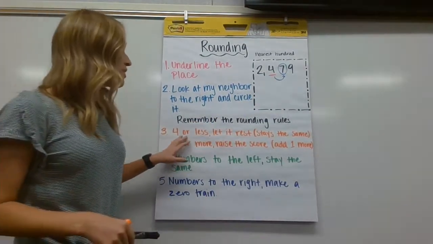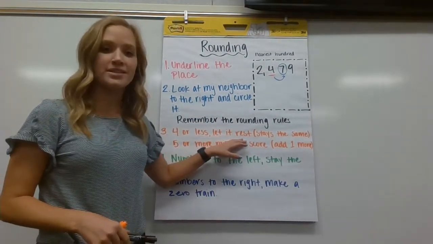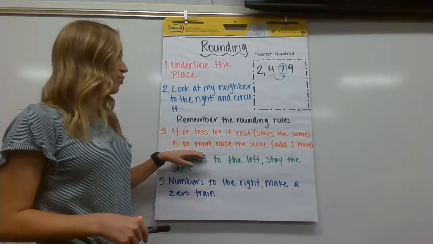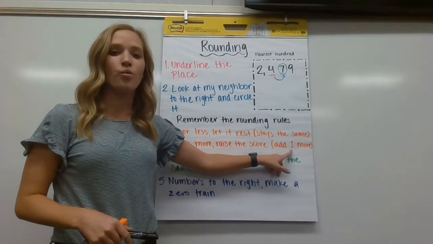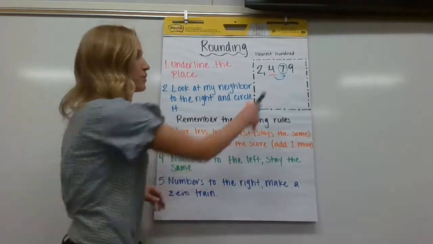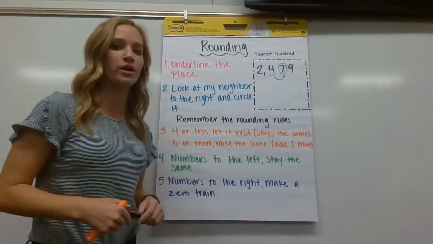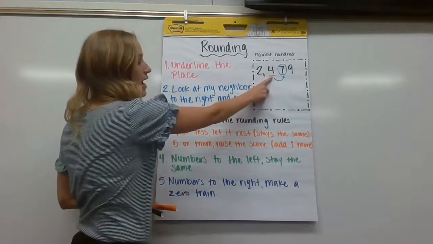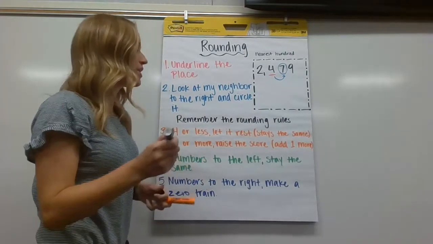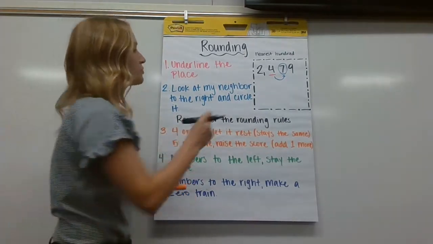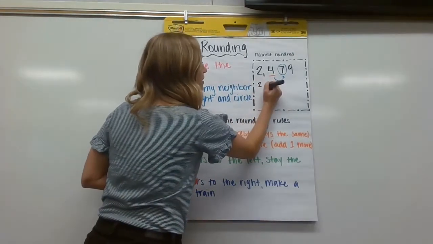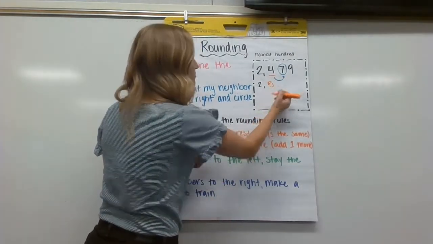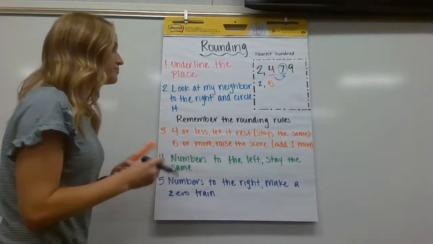The very first rule is 4 or less, let it rest. That means keep the number the same. The next rule is 5 or more, raise the score. You're going to add 1 to that place value if the number that we circled is 5 or more. So that number is 7. So we're going to raise our 4 in the hundreds place 1 number. So I'm going to write 2,000. I'm going to add 1 to that number.